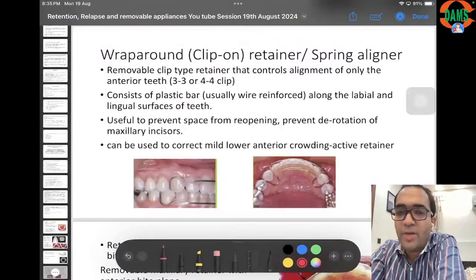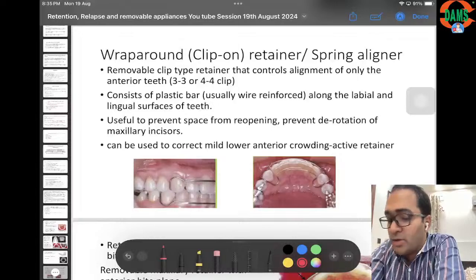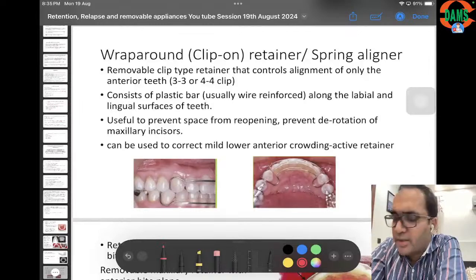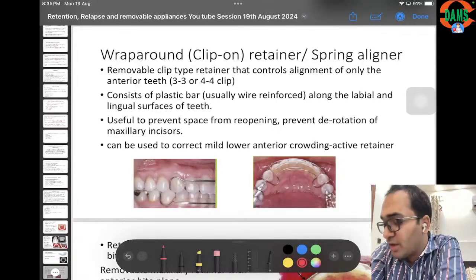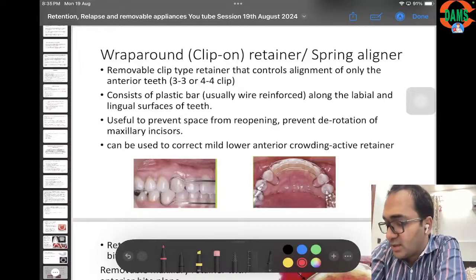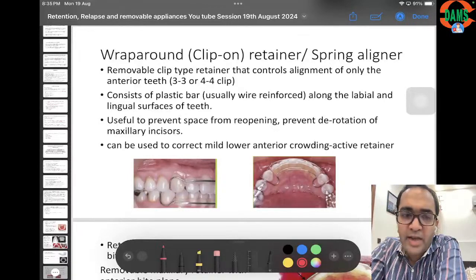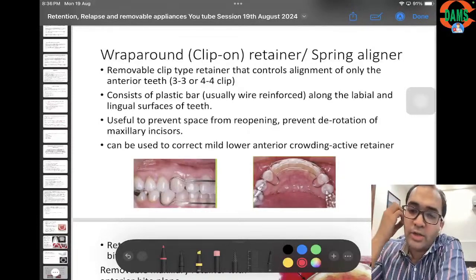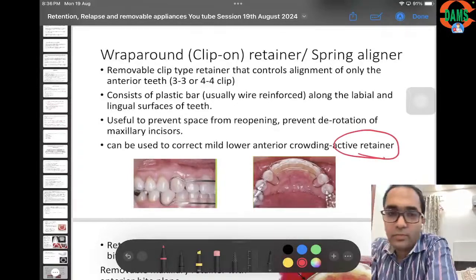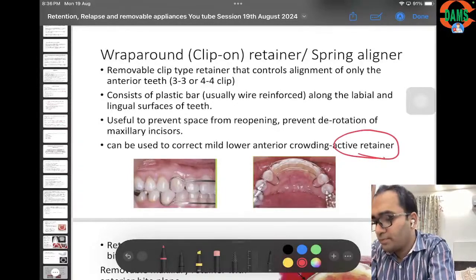Next is a wraparound or clip-on retainer, also known as a spring aligner. So what it is, it's a removable clip type retainer that controls alignment of only anterior teeth, given from canine to canine or premolar to premolar. It consists of a plastic bar, which is usually wire reinforced, along the labial and the lingual surface of the teeth. It's used to prevent opening of the spaces and derotation of maxillary incisors, and can be used to correct mild lower incisor crowding. So it's also known as an active retainer.